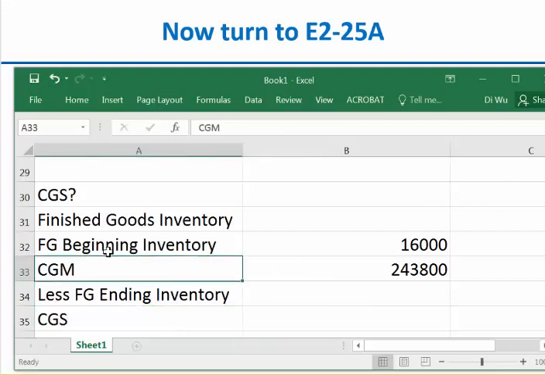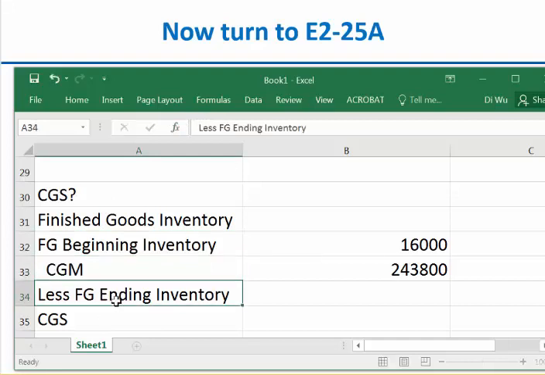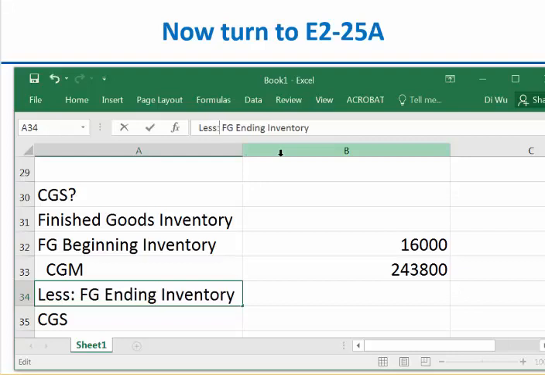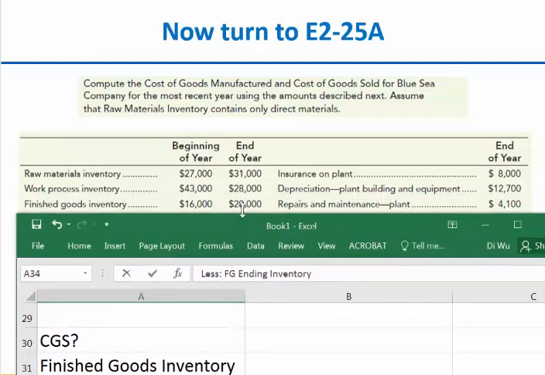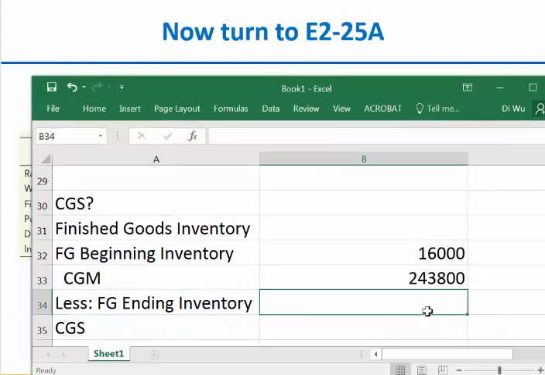So you start with the beginning inventory, then you have some newly manufactured products transferred into this warehouse, and then you look at how many goods are left in your warehouse by the end of the fiscal year. The difference tells you how much you have sold. The ending inventory balance for finished goods is 29,000, so I'm going to put 29,000 there.